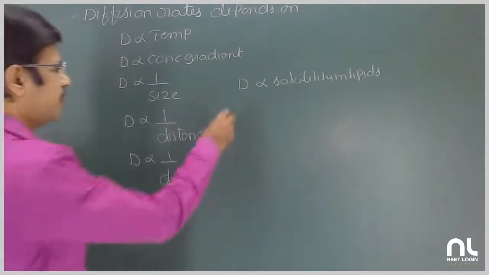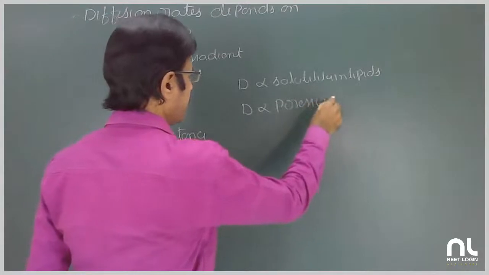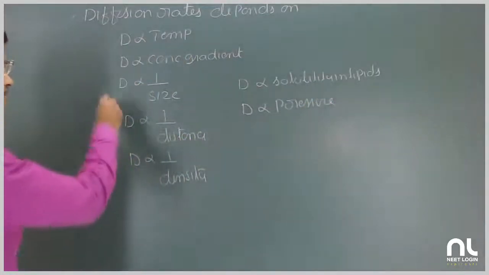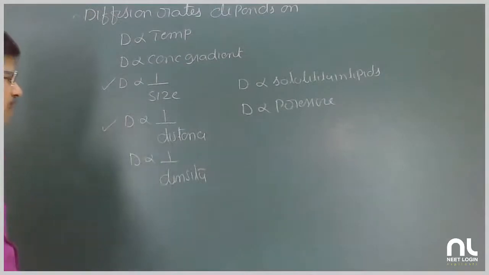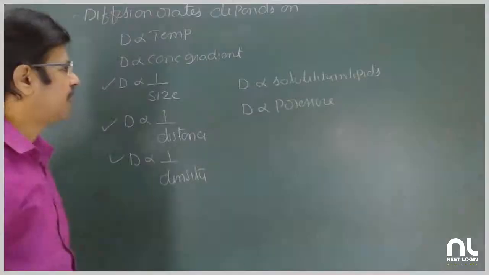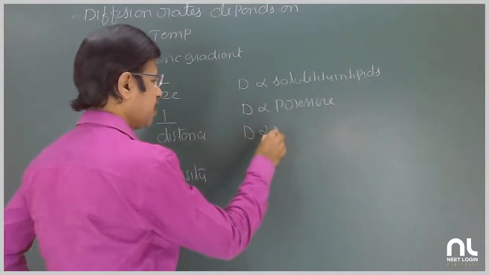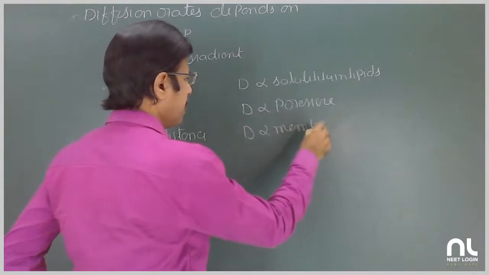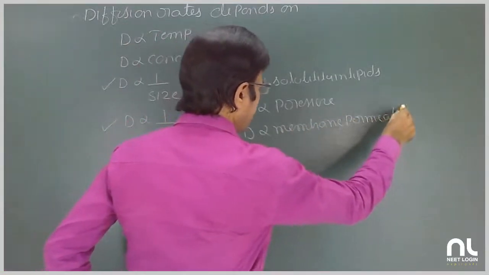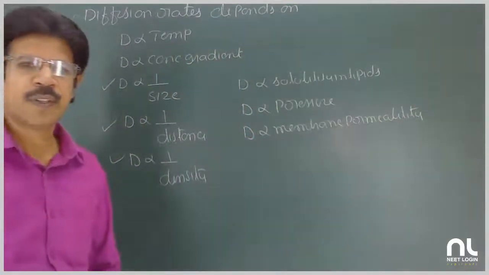So temperature, diffusion directly proportional to pressure. So it is indirectly proportional and it is directly proportional. So membrane, and diffusion is directly proportional to membrane permeability. Okay.